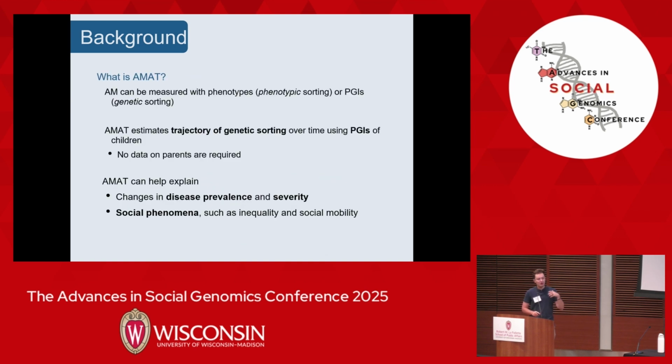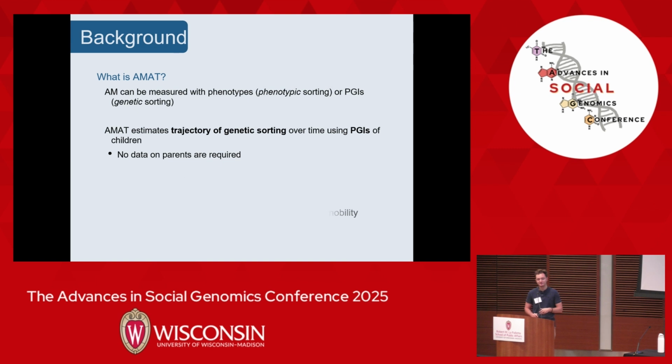All right, so assortative mating can be measured with phenotypes, and that's what we call phenotypic sorting. But it can also be measured with PGIs, and that's what we call genetic sorting. And AMAT will estimate the trajectory of genetic sorting over time using the PGIs of only the children. So no data on parents are required, which is very exciting. And AMAT can help us explain several things, including changes in disease prevalence and severity, as well as social phenomena such as changing inequality and social mobility.